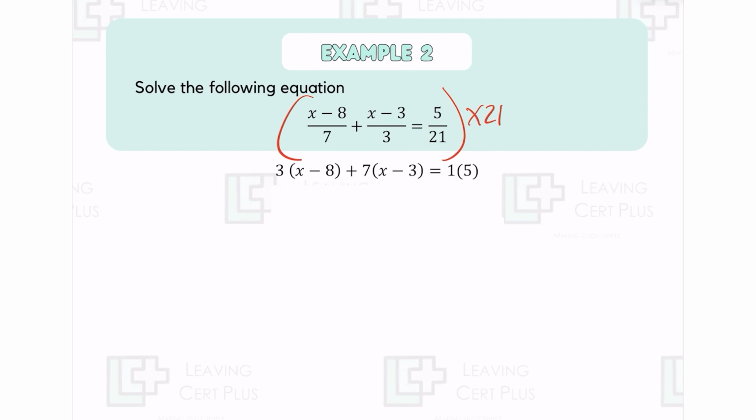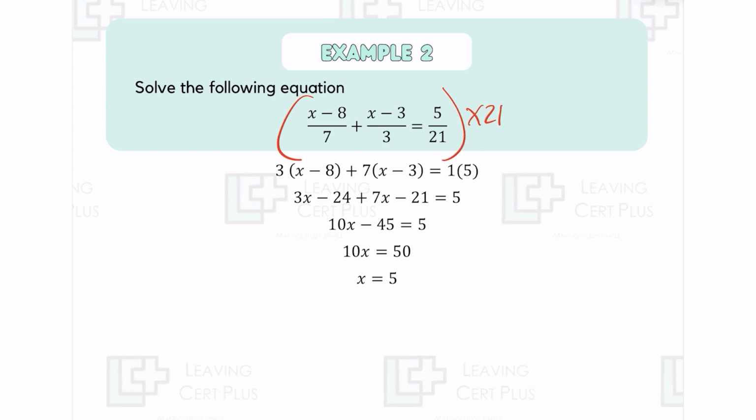Once you have that done, you're just solving a linear equation as normal. You would see that 3x and 7x go together and minus 24 and minus 21 go together. You would eventually simplify down to 10x minus 45 equals 5. If you then add 45 to both sides, you'd end up with 10x equals 50 and x is 5.